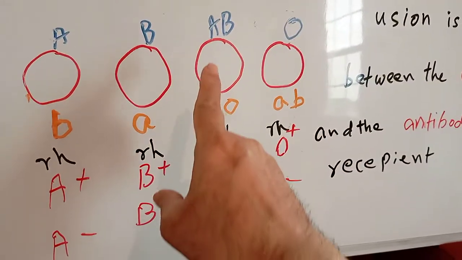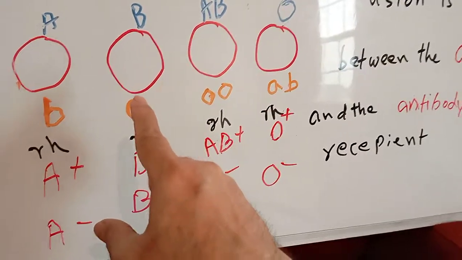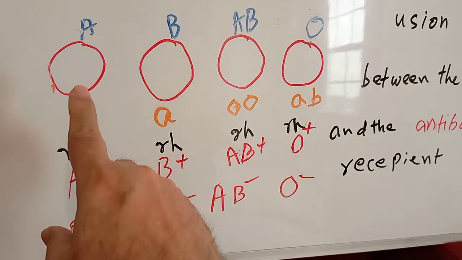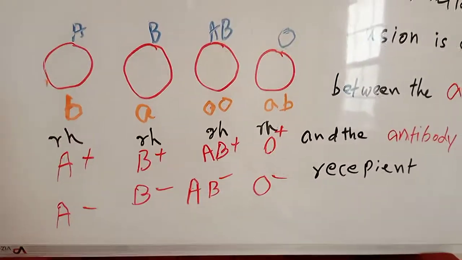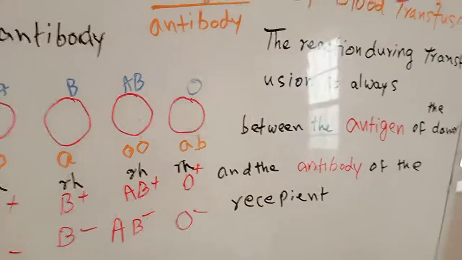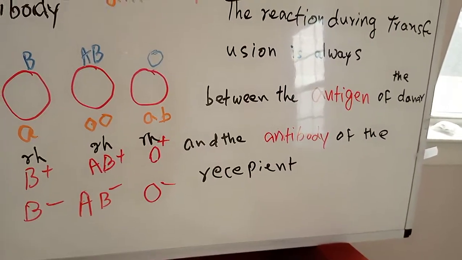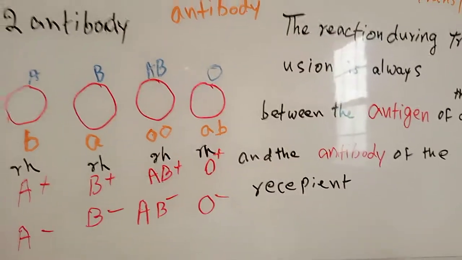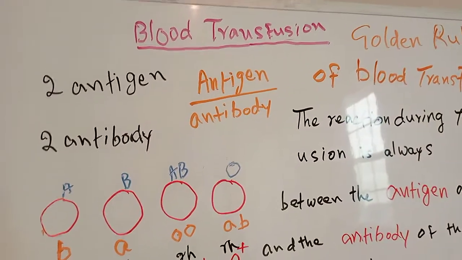It can be given to anybody because it has no antigen. So when we give to AB, it will not react because it has no antigen. Or to give to A, it will not react because there is no antigen in the O. So remember, if you remember this rule, the reaction during the blood transfusion is always between the antigen of the donor and the antibody of the recipient. This is all about blood transfusion.